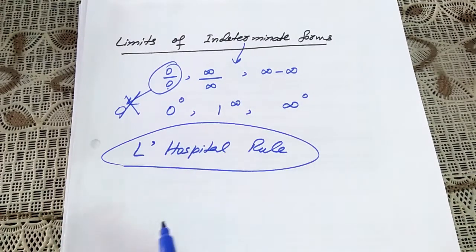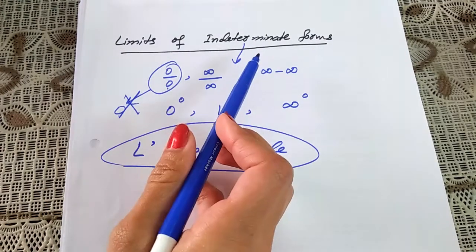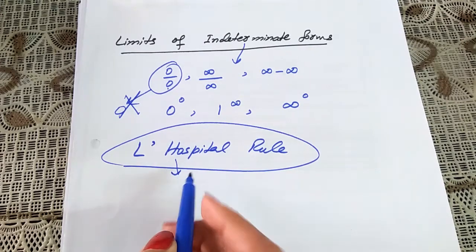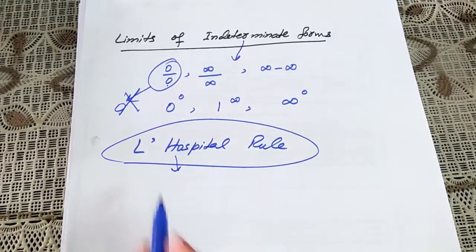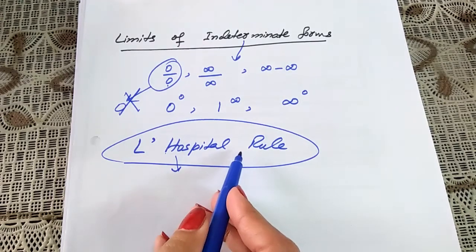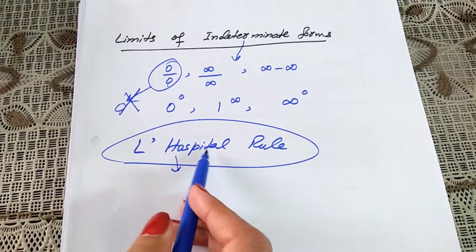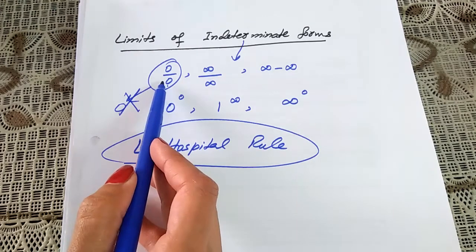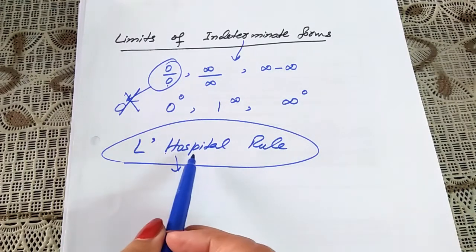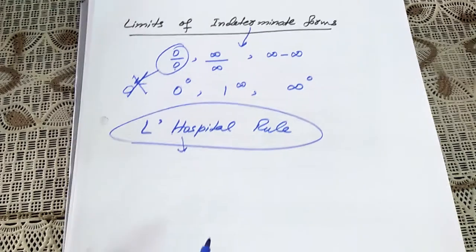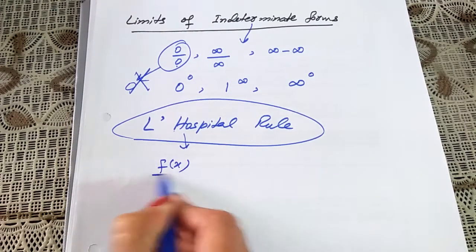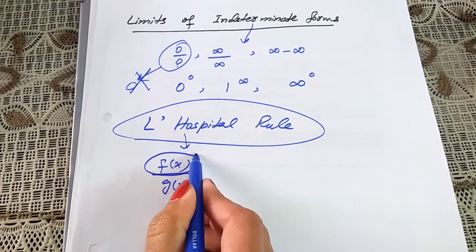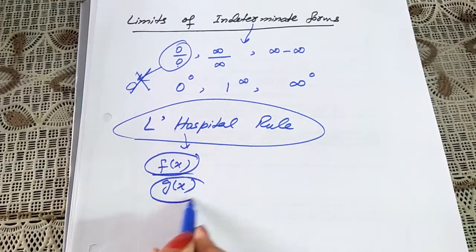We will use the L'Hopital rule to evaluate the limits of indeterminate forms. This will become clear in the exercise questions, but here is a small review of it. We will evaluate the limit of a function that comes into the 0 over 0 form or the infinity over infinity form, and apply the L'Hopital rule on it. For that purpose, we will have two functions in a fraction form, like f of x over g of x. We will differentiate f of x separately, and we will differentiate g of x separately.